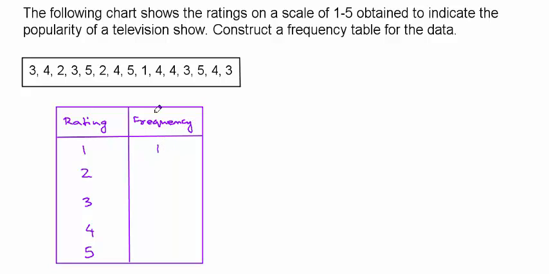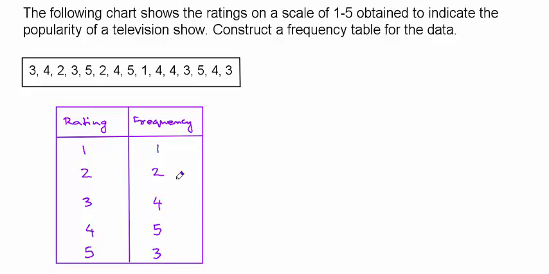The frequency means the number of times that number occurs in this list. For 2, we have a 1 here and then another 1, 2, and that's all. So we have 2 2s. How about 3s? We have 1, 2, 3, 4. 4 3s. How about the 4s? 1, 2, 3, 4, 5. 5 4s. And finally the 5 ratings, the best rating. We have 1, 2 and 3 5s.